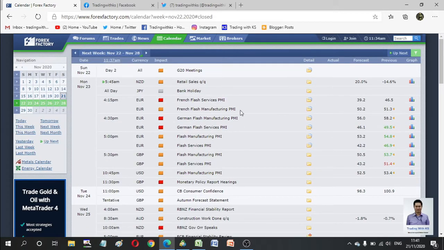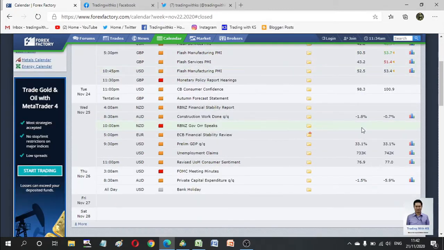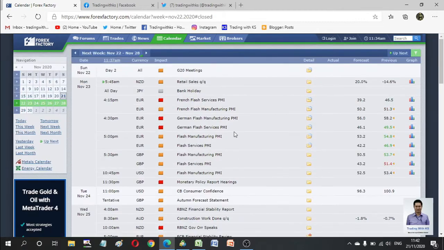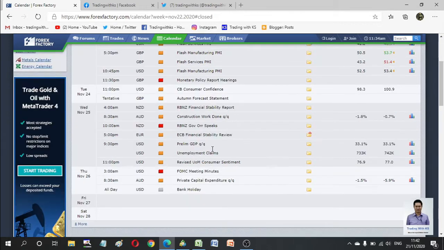So basically, we are looking at a declining economy in Europe, Britain, and also the US. These forecasts are all lower than previous. These are the high impact news that you need to look into, especially the PMI numbers of Europe. If PMI improves, there is possibly a good chance of a rebound of the euro and USD.